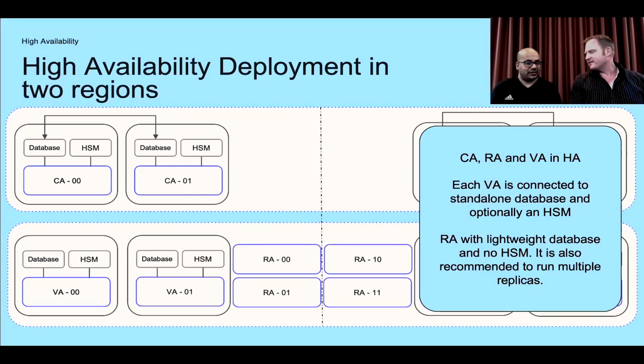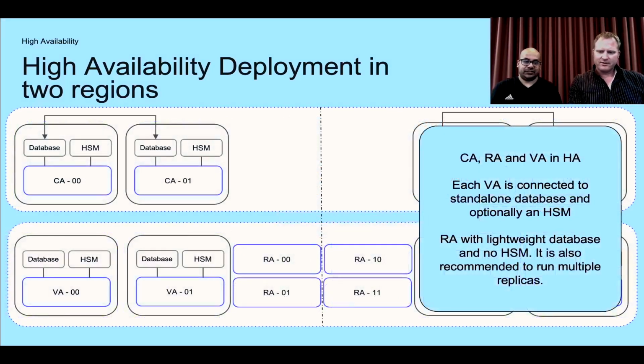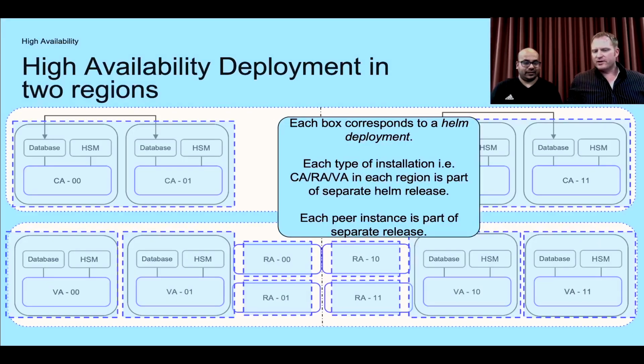What about the RAs? On the other hand, the RA is much simpler. It needs a very lightweight database. You do not have to worry about how much storage and replication and such. And in most cases, it does not even need an HSM. So you want multiple replicas of the RAs running in each region, but you can let the other things go. We see all these purple dashed lines around that. What does this mean?